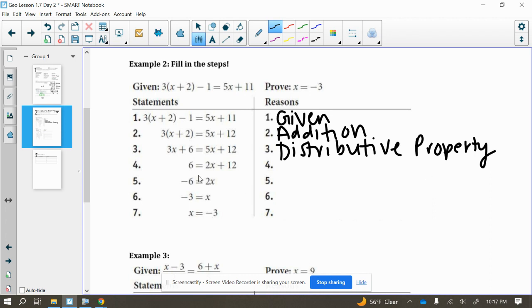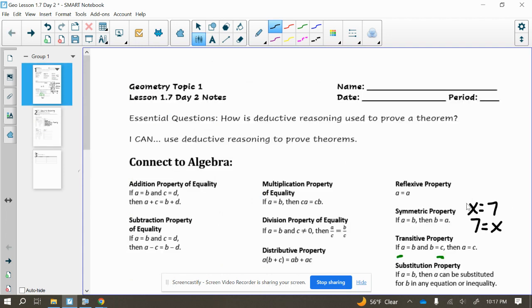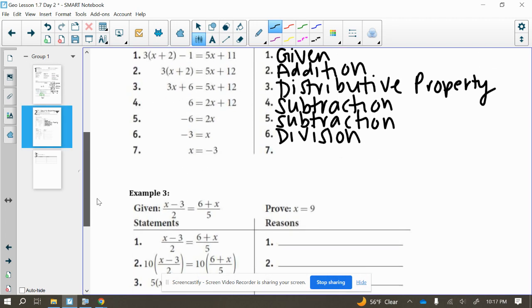And then from there, we took the 3x, and notice that was moved over through subtraction. Then we took the plus 12 is no longer there. We moved it over to the other side through, again, subtraction. Finally, we divided by 2. So we use the division property. And then last but not least, we can flip that order so that x does in fact equal -3. Again, that's going back to our symmetric property that we're allowed to rewrite that. So we would say the symmetric property.